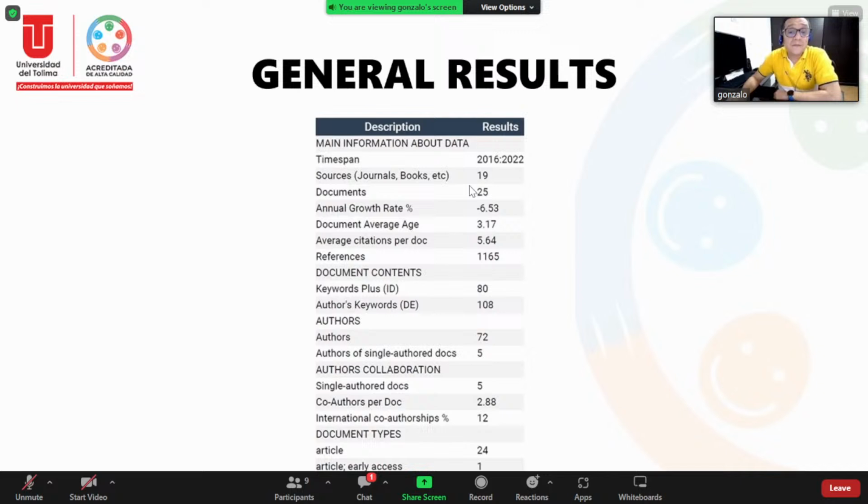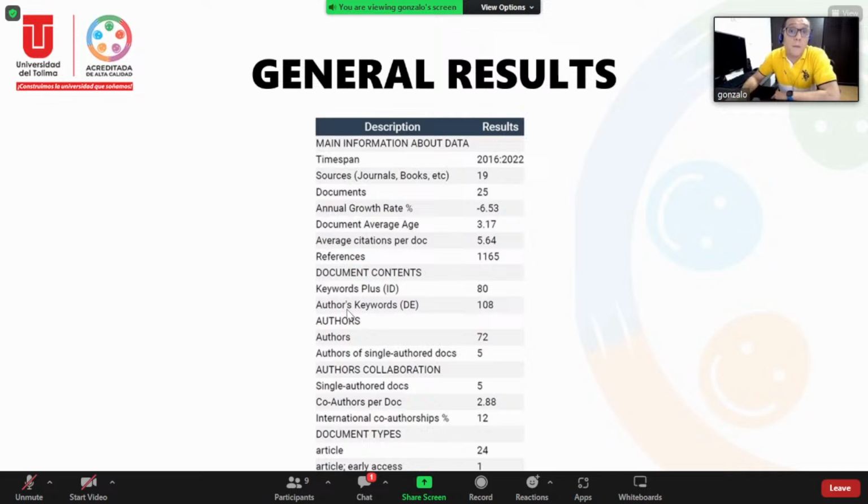There were 19 books, 25 documents. It has the annual growth rate, the document average age, and so on. In the authors, for example, the authors that wrote the articles were 72, and only five of the articles were written by single authors. It means that most of the research that is being done is being done cooperatively.